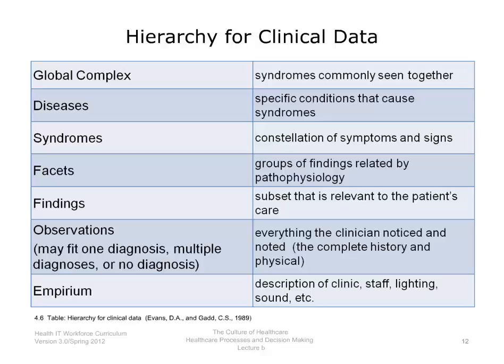Starting at the bottom is what has been called the imperium, which includes all of the available information at the time the patient was assessed, including information about the patient, the staff, and the clinical setting. Often a lot of this information is unimportant, but some of it may be relevant under the right circumstances.